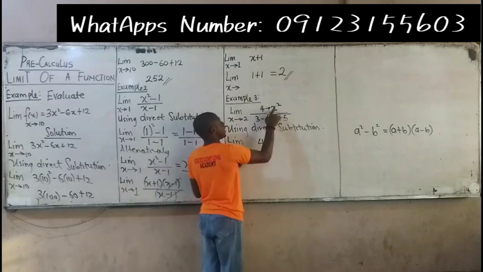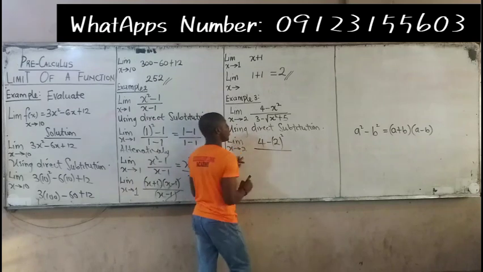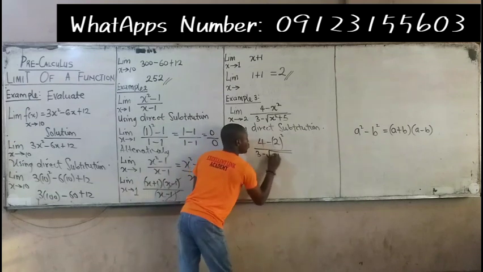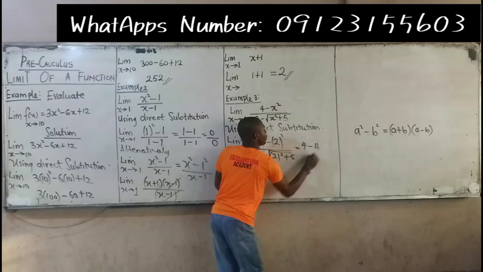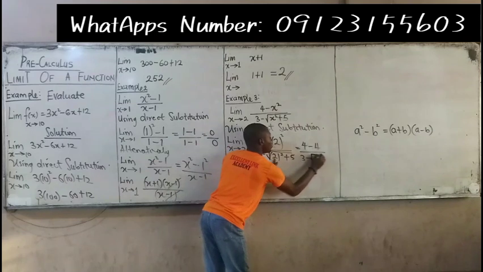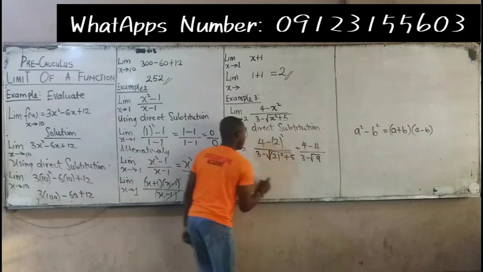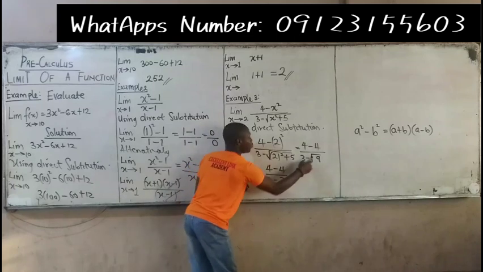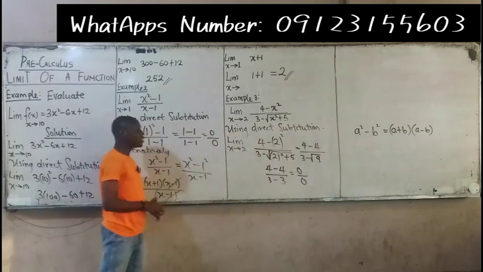4 minus x, here, is 2. That becomes 2 all squared, all over 3 minus the root of 2 all squared plus 5. At this point, I'll have 4 minus 4 all over 3 minus root of 2 squared, which is 4. 4 plus 5 is 9. Hence, I'll have 4 minus 4 all over 3 minus root 9. Root 9 is 3. I'll have 0 over 0. So this is undefined, or we call it an indeterminate form.